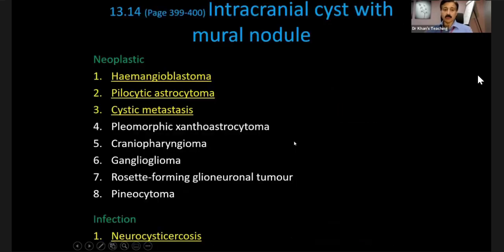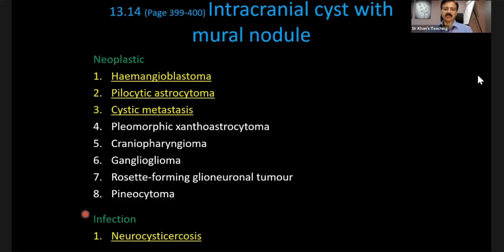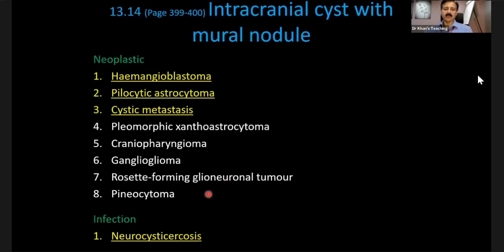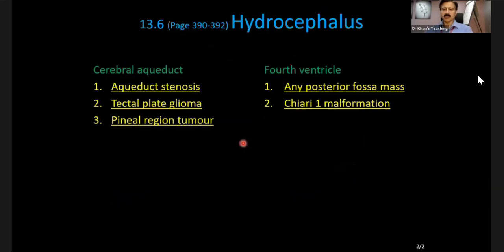A few differential diagnoses, just to make my point. Neurocysticercosis is in the list in your Chapman. One of them is intracranial cyst with a mural nodule. This is in your new Chapman. If you see neoplastic and infection, there is a cyst with a mural nodule, and the only infection which can cause this is neurocysticercosis, just like this case. This nodule is a key finding. Tumors include pilocytic astrocytoma, etc.